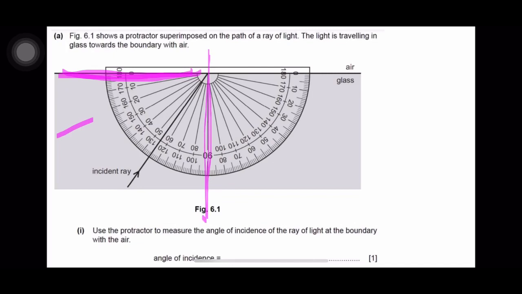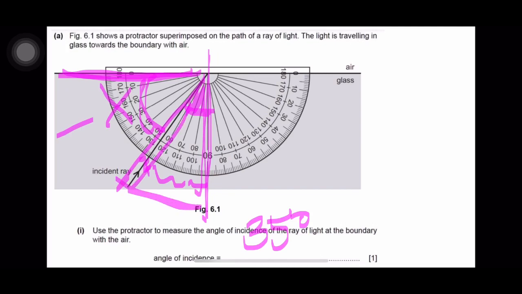So if you're going to calculate for that, this is 10, 20, 30, and it's pointing there at 5. Therefore, the angle of incidence is 35 degrees. This is easy, but most students calculate for this angle. This is wrong. They should read for this angle, this part. Okay, be careful, measure from the normal all the time.